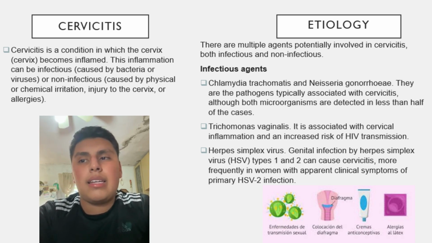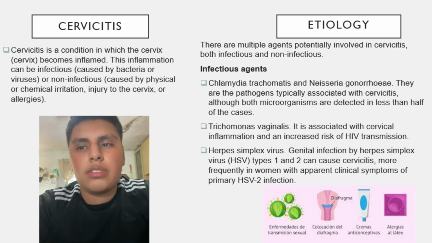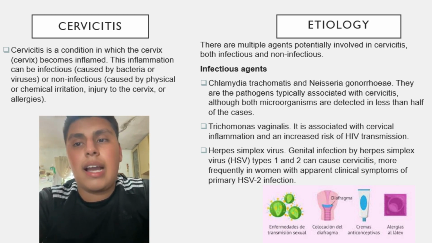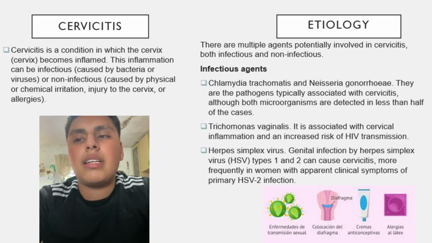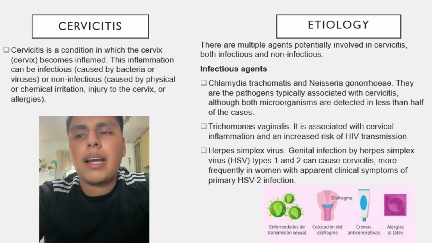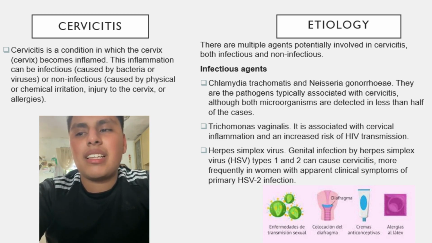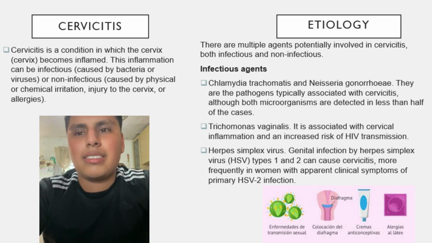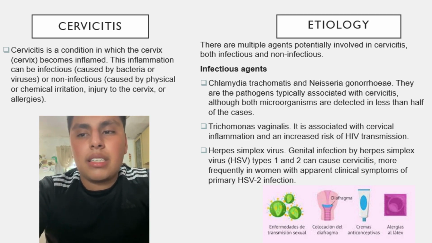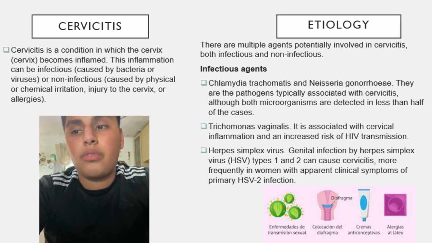Etiology. There are multiple agents potentially involved in cervicitis, both infectious and non-infectious. Infectious agents: Chlamydia trachomatis and Neisseria gonorrhoeae. They are the pathogens typically associated with cervicitis, although both microorganisms are detected in less than half of the cases.